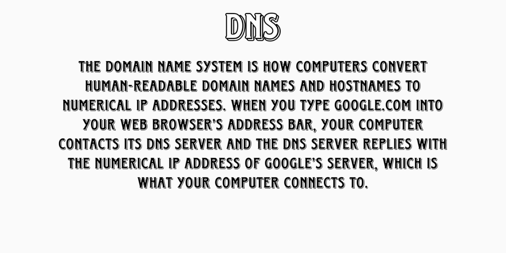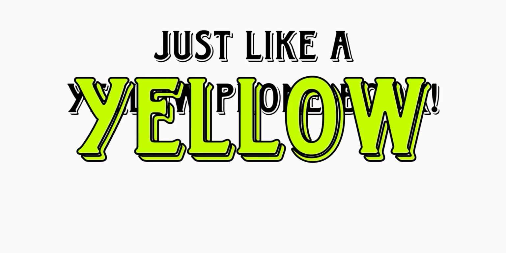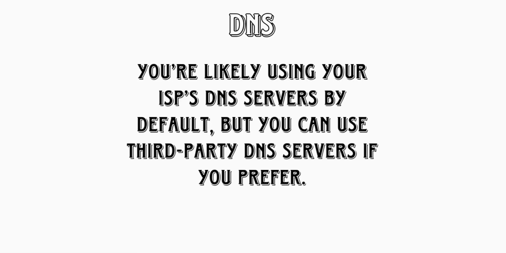DNS. The domain name system is how computers convert human-readable domain names and hostnames to numerical IP addresses. When you type google.com into your web browser's address bar, your computer connects to its DNS server, and the DNS server replies with the numerical IP address of Google's server, which is what your computer connects to, just like a yellow phone book, but for computers. You're likely using your ISP's DNS servers by default, but you can use third-party DNS servers if you prefer.